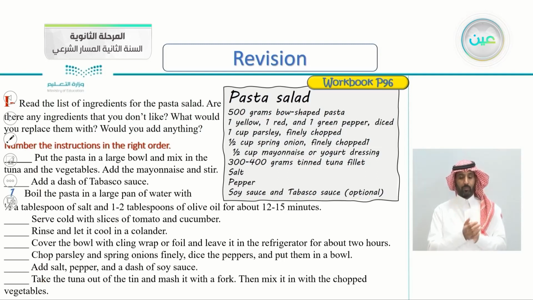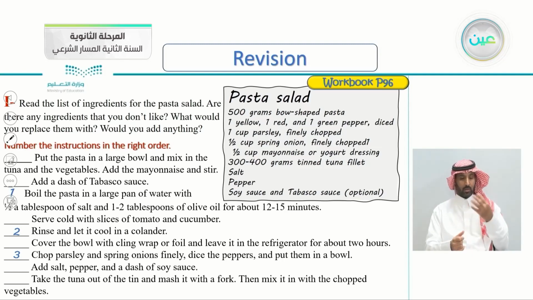So of course, we have 9 steps here, and this is the first one. What would be step number 2 here? Step number 2 would be, yes, rinse and let it cool in a colander. So we'll be rinsing it and making it cool in the colander. Number 3 here is to chop the parsley and spring onions. Finally, dice the peppers and put them in a bowl. So we're learning how to cook here.